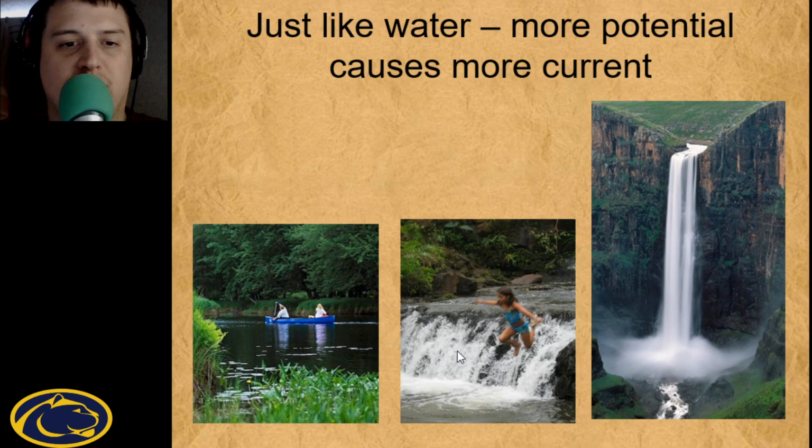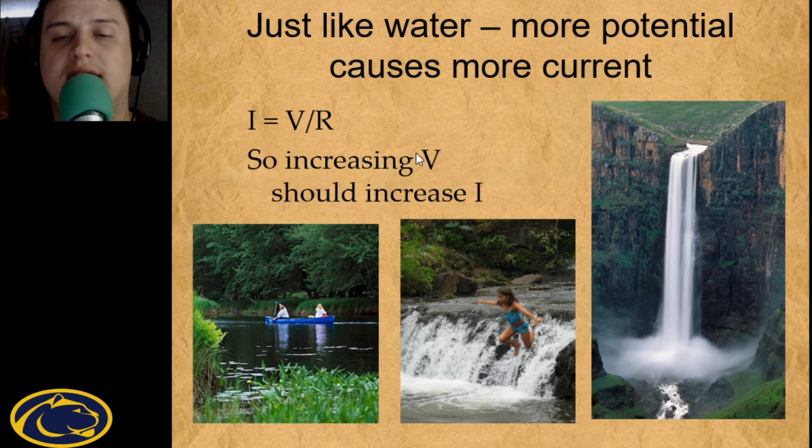So I is equal to voltage divided by resistance. So current is equal to voltage divided by resistance. Increasing V should increase I because they would be directly related. Resistance opposes the flow of charges.